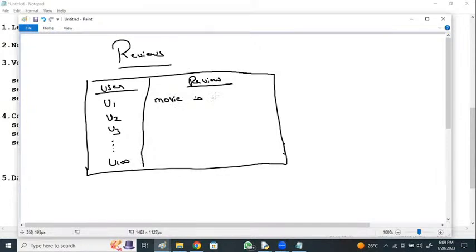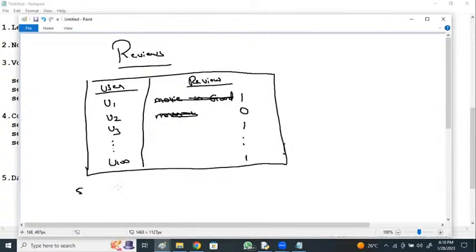Movie is good. First person saying movie is good. Second person saying movie is not good. Okay, for example, think that they are giving reviews in the form of ones and zeros. First person saying 1, second person saying 0. One means good, zero indicates bad. Can you write an SQL query to count the number of ones and zeros, meaning how many are saying good and bad? We can write an SQL query for this.